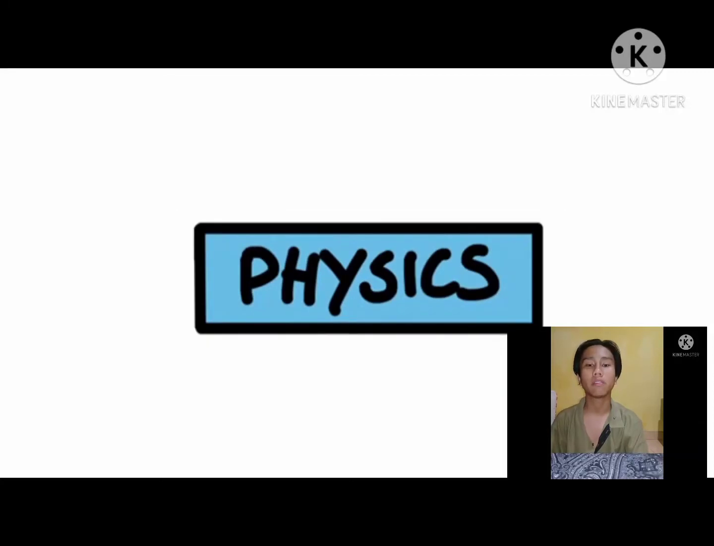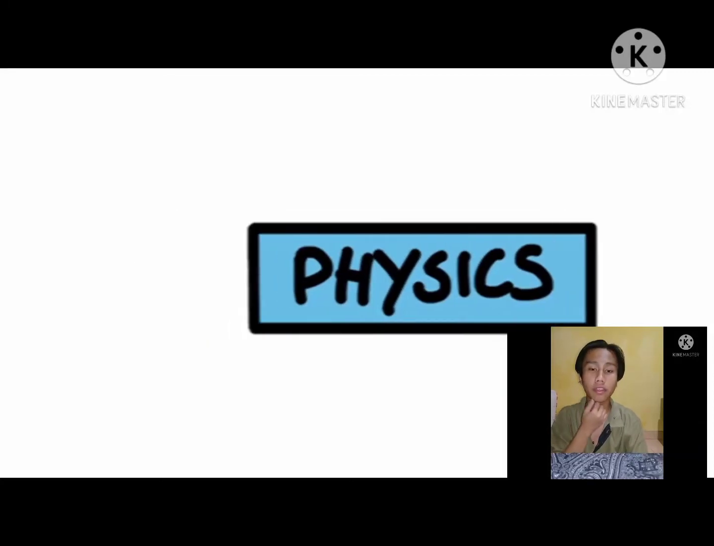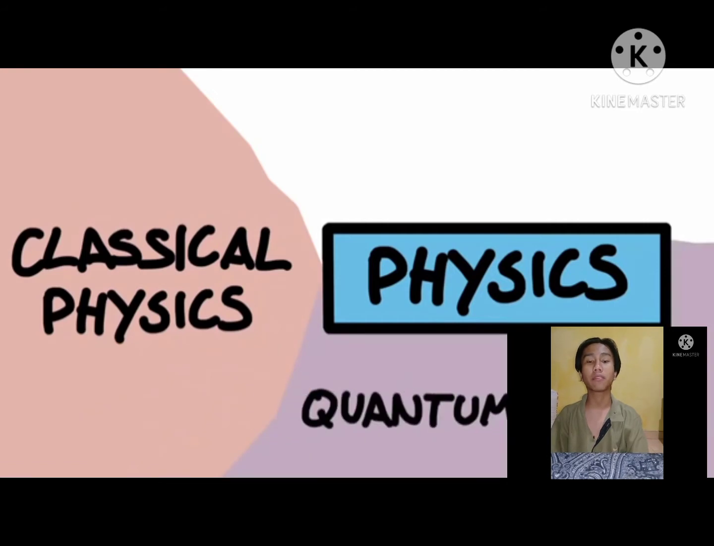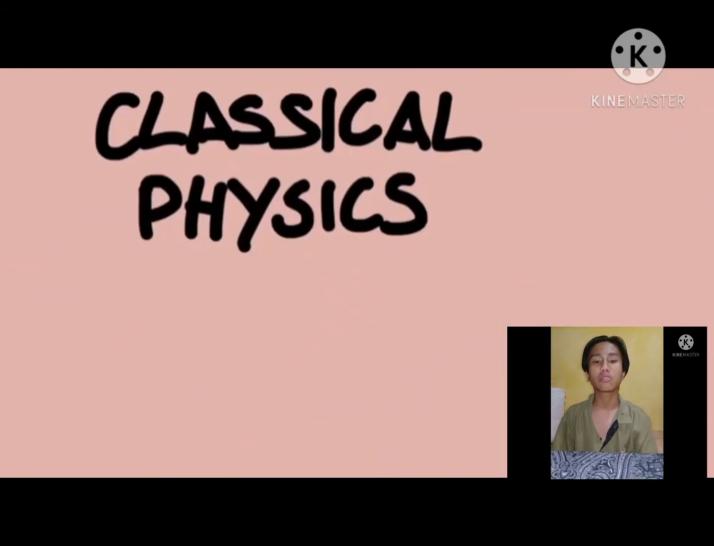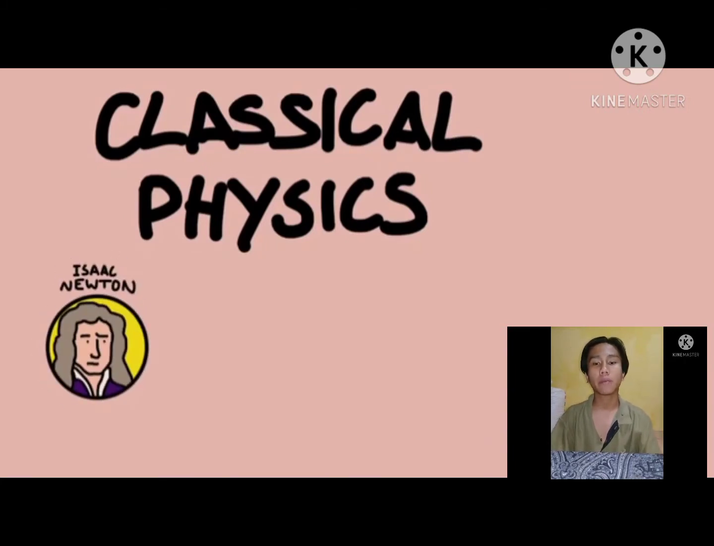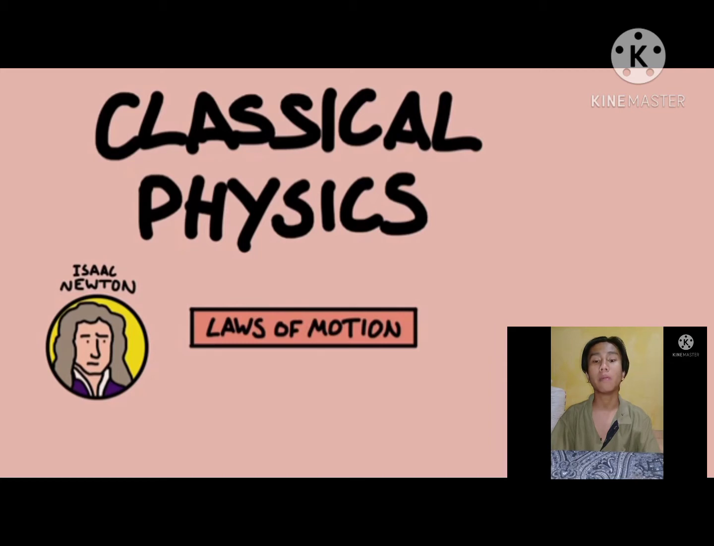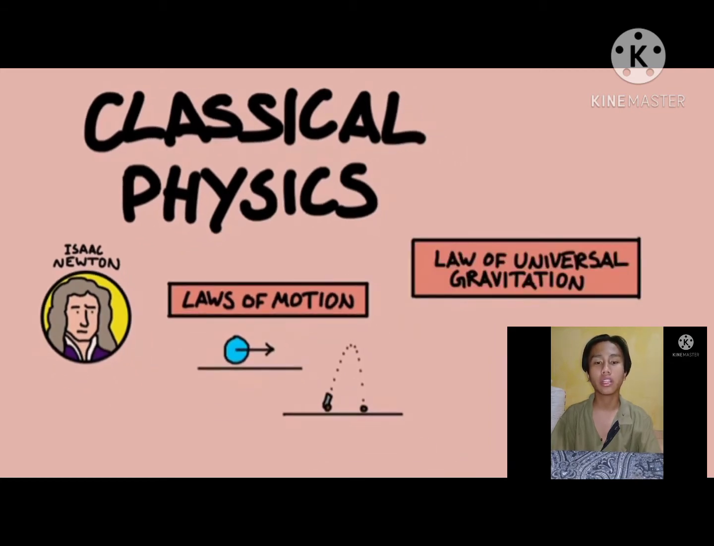Physics can be broken down into three main parts: classical physics, quantum physics, and relativity. We'll start with classical physics, and a good person to start with is Isaac Newton. His laws of motion describe how everything made of matter moves about, and his law of universal gravitation threads together the motion of planets in the sky with the falling of objects on Earth into one elegant and general description.